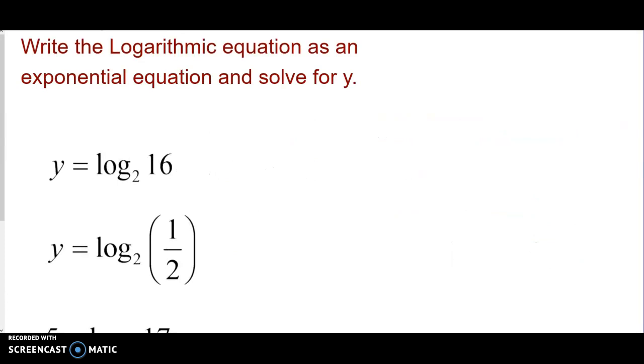It says this time write the log equation as an exponential equation and then solve for y. So 2 parts here. Convert it to an exponential, then solve. Go ahead and put me on pause.